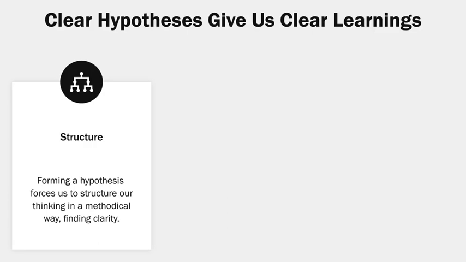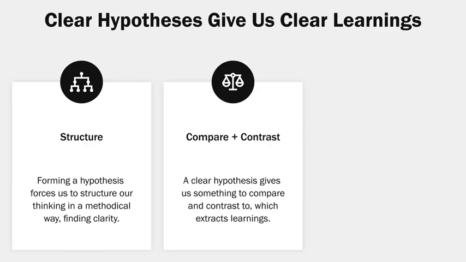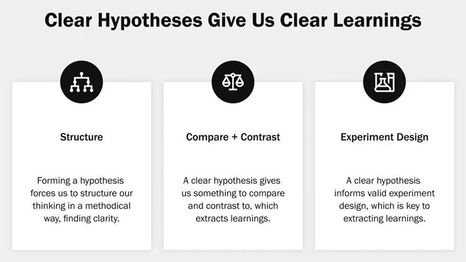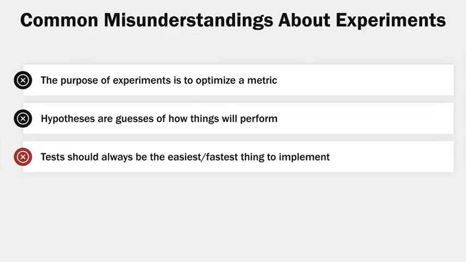The first is that they give us structure around our thinking in a methodical way. The second thing is that it gives us something to compare the result of the experiment against. We understand what we're trying to test, compare it against it to understand the delta, which helps us extract learnings. And then the third thing is that it informs valid experiment design, which is a key to extracting learnings. So once again, a hypothesis is a statement, and it's important that we develop clear hypotheses because clear hypotheses give us clear learnings.